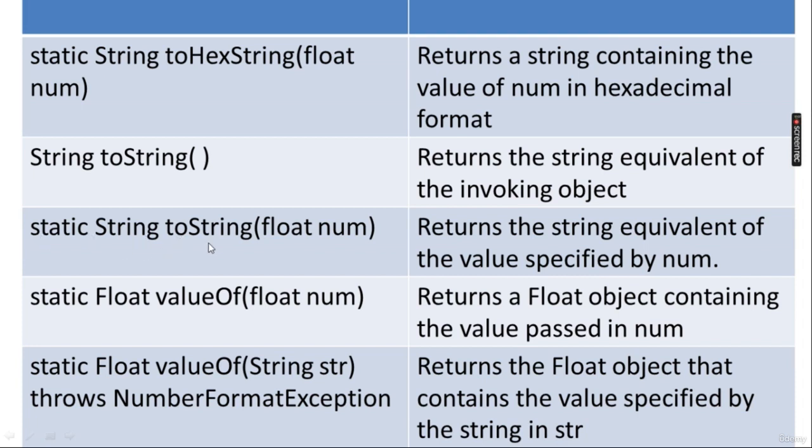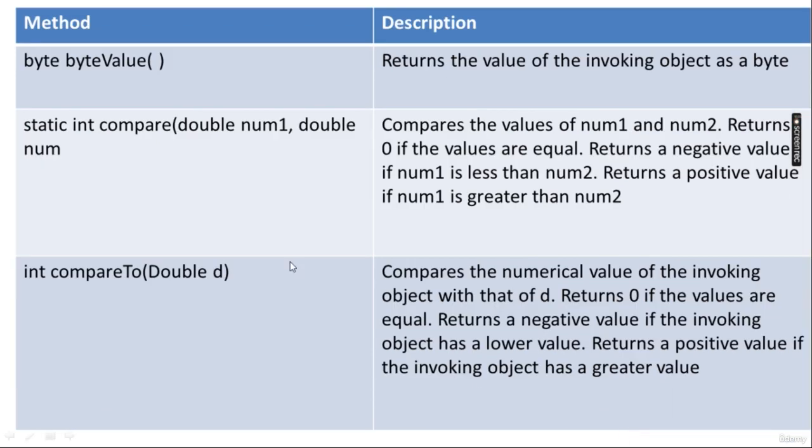Then static String toString(float number) returns the string equivalent of the value specified by number. Static Float valueOf(float number) returns a Float object containing the value passed in number. Then static Float valueOf(String str) throws NumberFormatException returns the Float object that contains the value specified by the string in str. Okay, then byteValue returns the value of the invoking object as a byte.